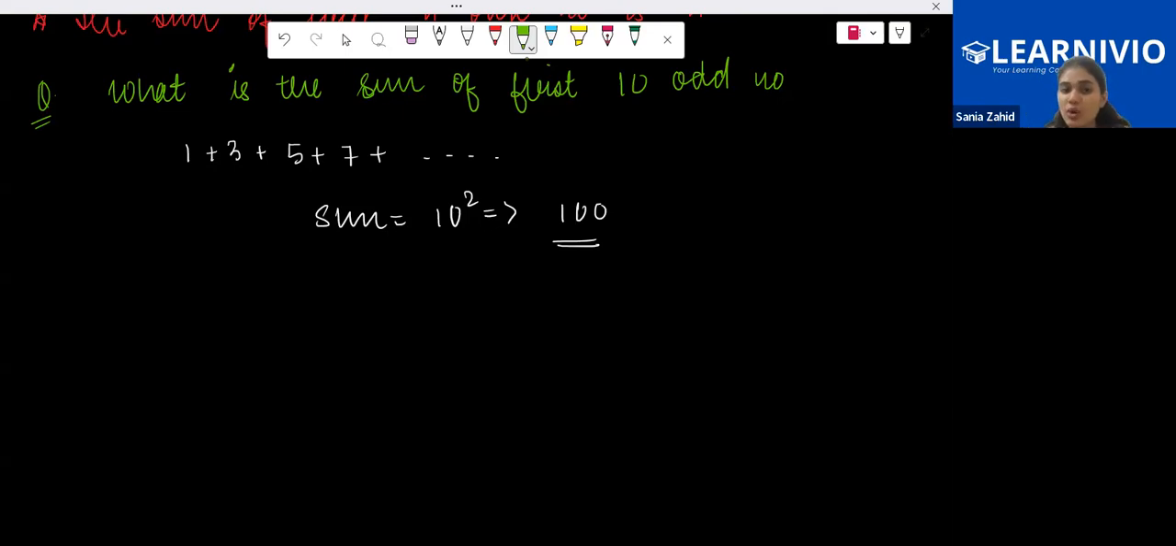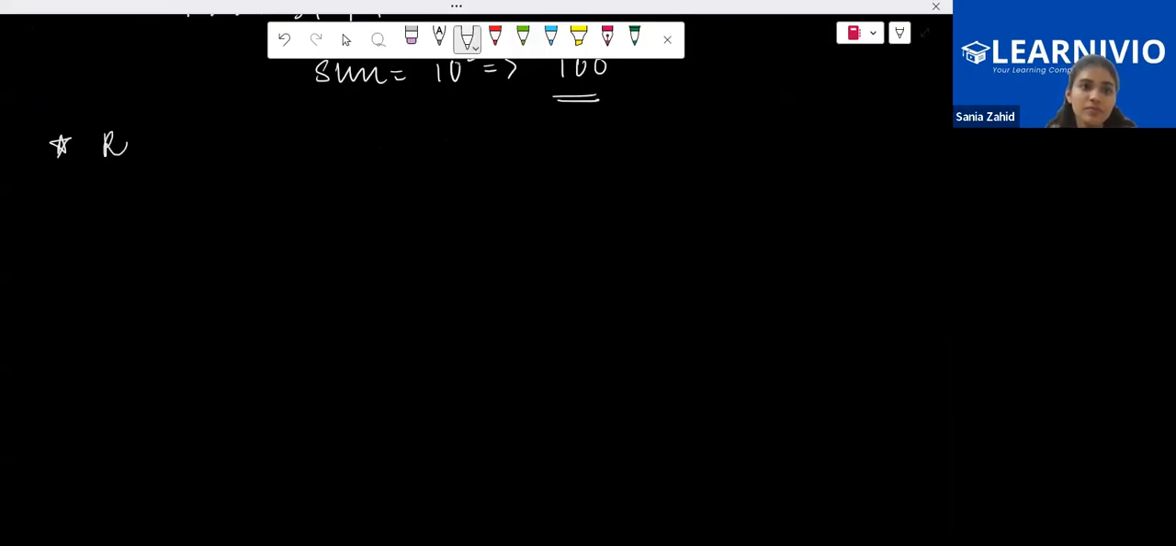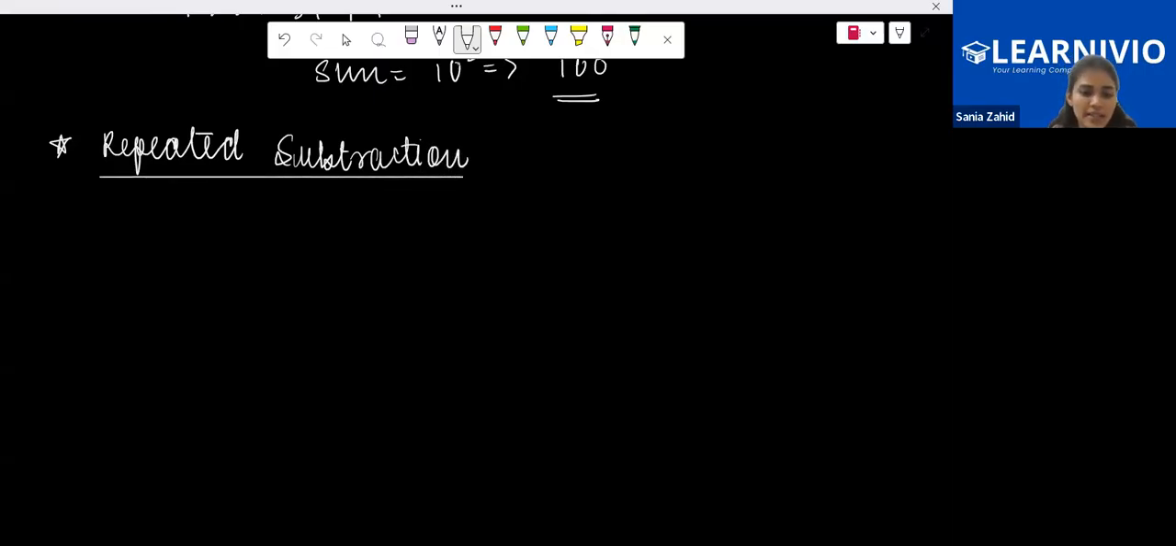Now we have one more method. What we can do is repeated subtraction. Now what is the method of repeated subtraction? Let's suppose I take an example, 25. And now I want to discuss, is 25 a perfect square number or not? So what will I do? I will keep on subtracting odd numbers from 25.